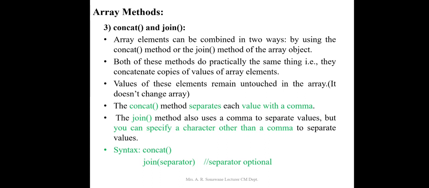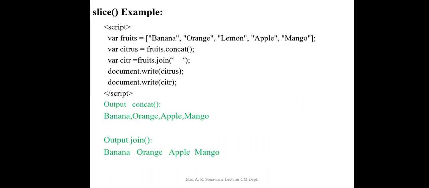If you see the syntax for concat, you only specify concat and empty brackets. In the case of join, the separator is the part that you have to specify. The separator is optional. If you do not mention a separator, then here also it will take a comma. But if you mention a separator, then that separator will be used for copying the elements. As an example, again I have taken the similar fruits array.